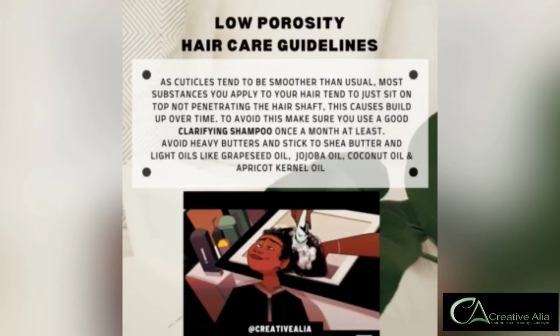Last tip that you should do as well, because your cuticles are very smooth, right? They tend to be smoother than the other hair types. It's good for you to have a good clarifying shampoo and do it at least once a month, so you can avoid the build up. Okay, use light oils on your hair as well.